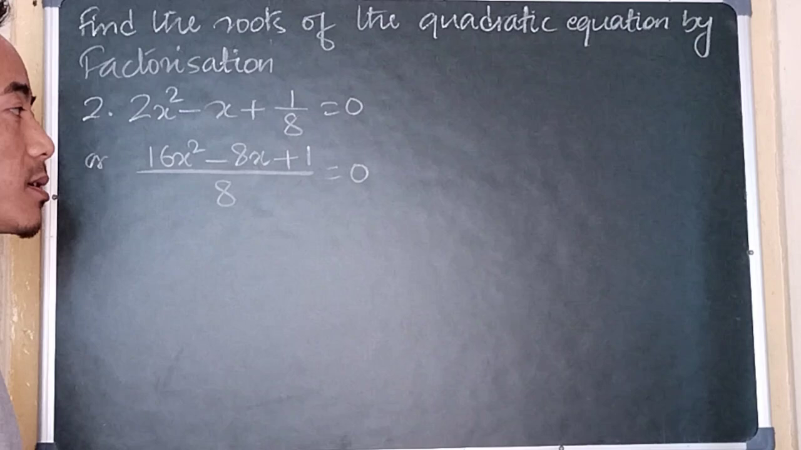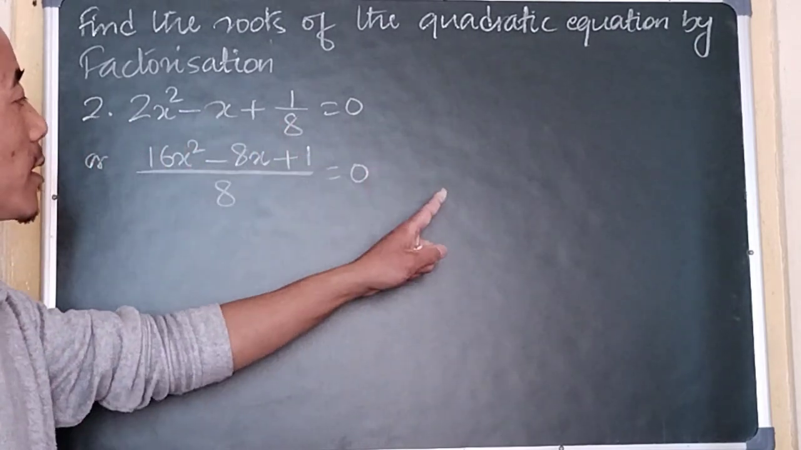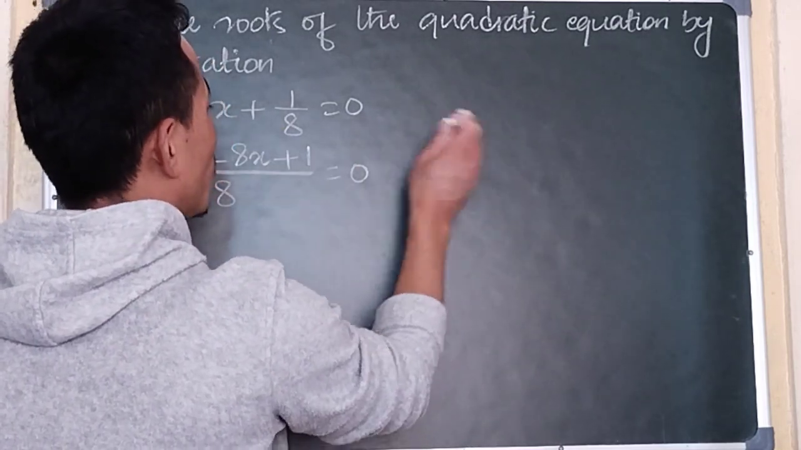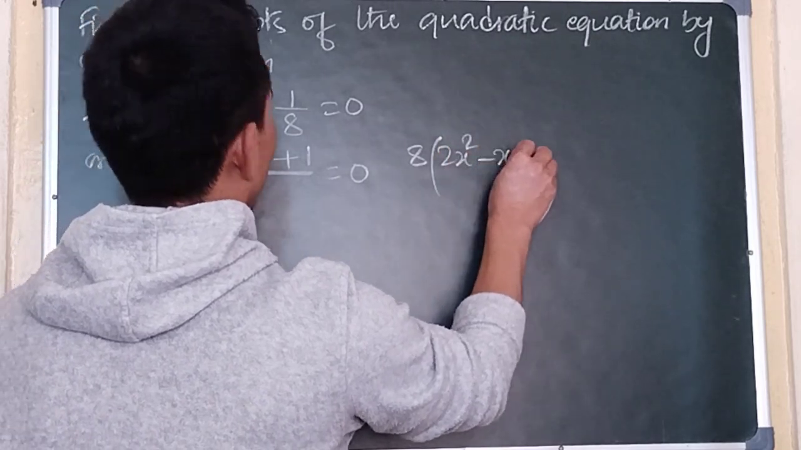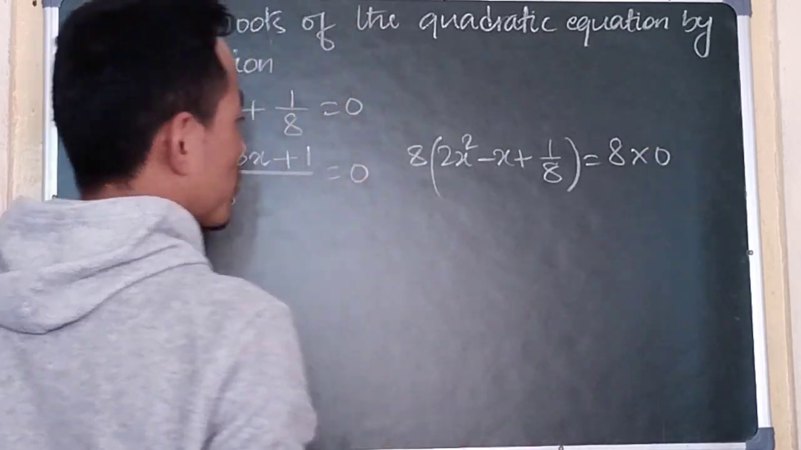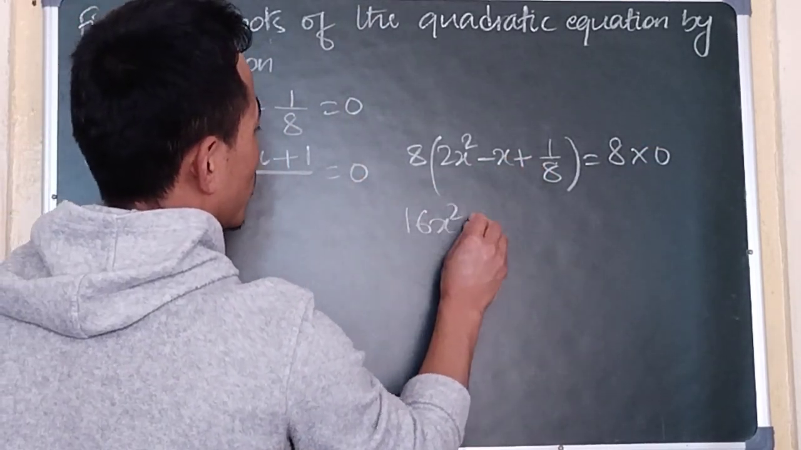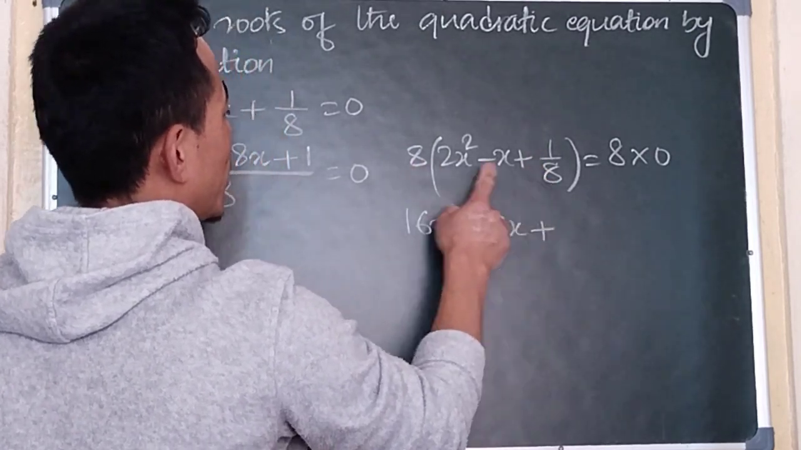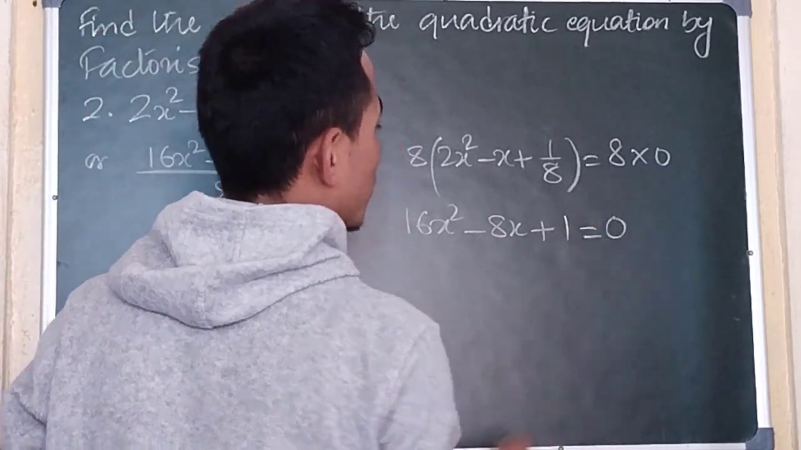Or what you can also do is simply multiply by 8 throughout this equation. Both on the left hand side and right hand side you will get the same value. For example, if you multiply both sides with 8, then you will get 2x squared minus x plus 1 by 8 is equal to 8 into 0. Open the bracket. So you will get 8 into 2, 16x squared minus 8x plus 8 into 1 by 8. This 8 and 8 get cancelled, you will get 1 here. And on the right hand side, 8 into 0 gives us 0.